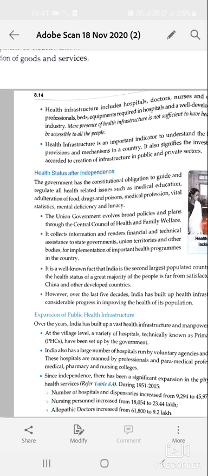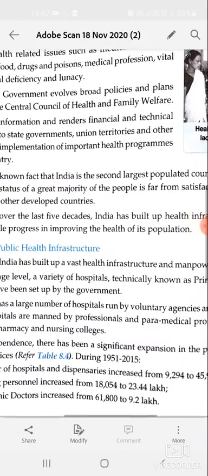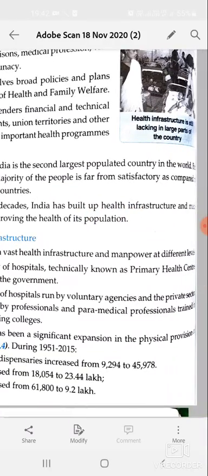However, over the last 5 decades, India has built up health infrastructure, and we have improved a lot in the context of health. Expansion of public health infrastructure: over the years, India has built up vast health infrastructure and manpower at different levels. At the rural level, a variety of hospitals called PHCs, primary health centers, have been set up by the government at the village level.